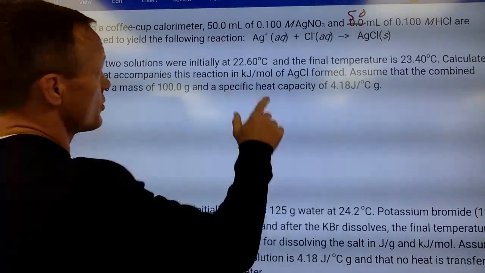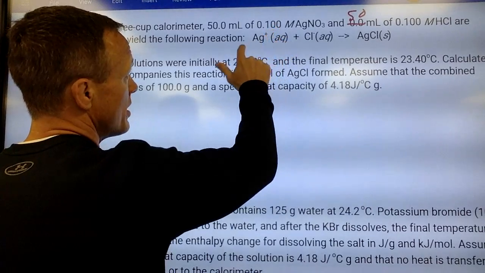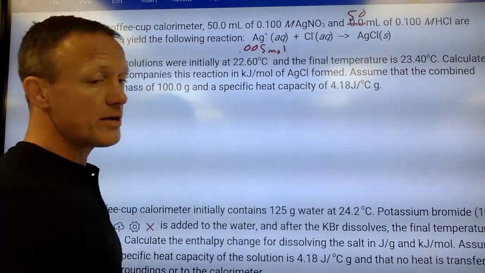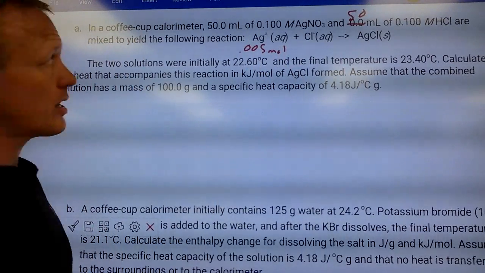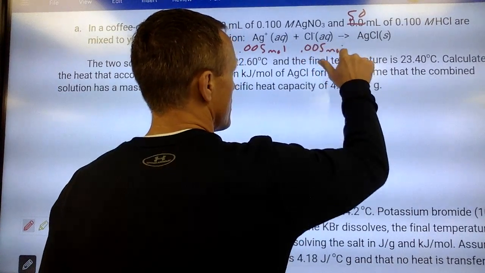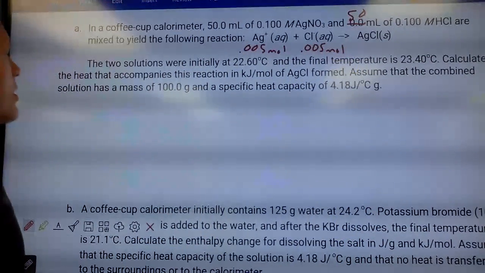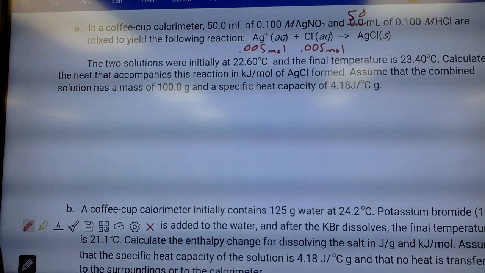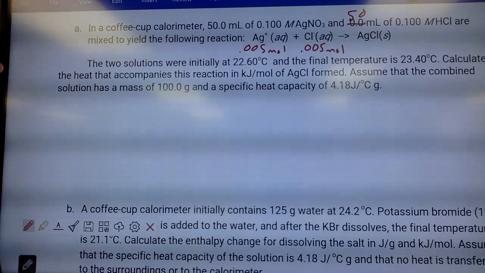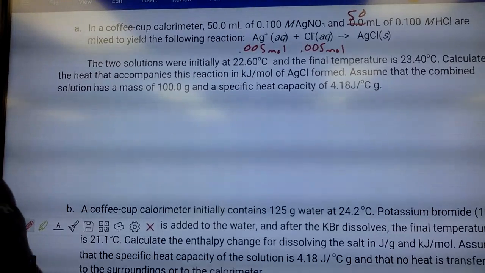So we have equal moles of these, 0.05 liters and 0.1 molar would be 0.005 moles of Ag, and 0.005 moles of that. So they're both limiting reactants. They're both running out. Two solutions were initially at 22.6 degrees Celsius. Final temperature is 23.4 degrees Celsius. Figure out the heat that accompanied this reaction in kilojoules per mole of AgCl formed.